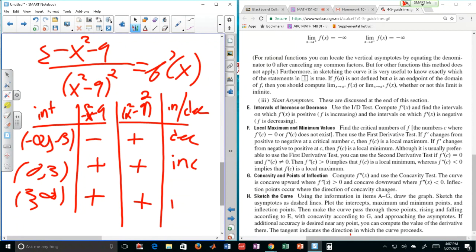And what are we doing with these? So we just needed to find if it was increasing and decreasing. That was, I think, for E. Compute f prime of x and find the intervals on which f prime of x is positive, f is increasing, and the intervals in which f prime of x is negative, f is decreasing. Okay, local minimum and maximum values. Find the critical numbers of f, the numbers c where f prime of c equals 0 and f prime of c does not exist. Then use the first derivative test. I think we do that instead, to be honest.